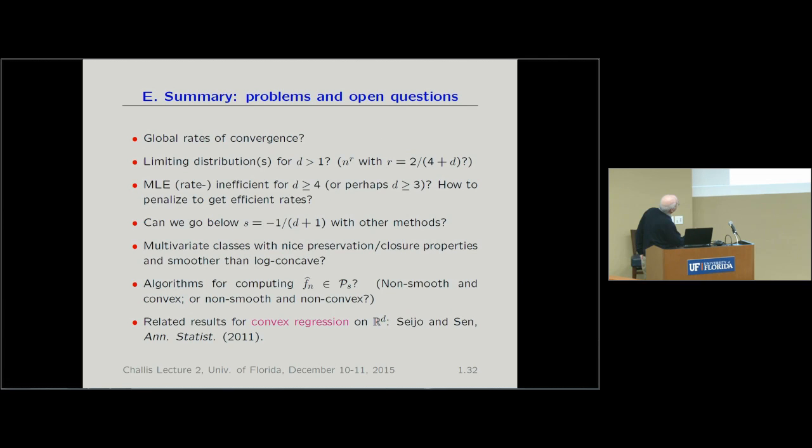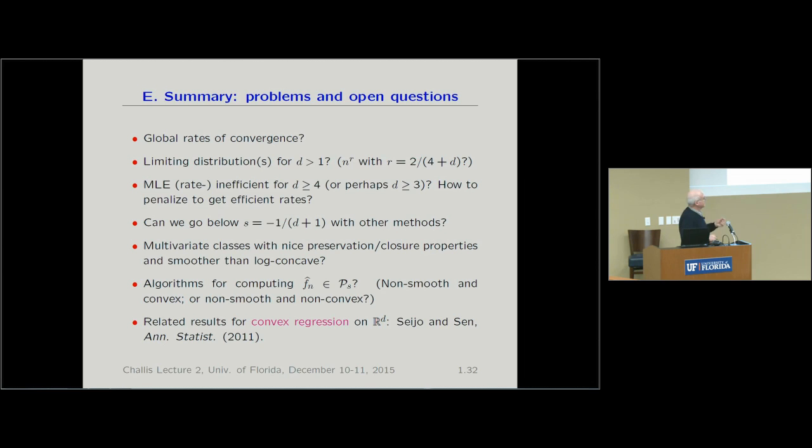Perhaps when D is even bigger than 3, minimal contrast estimators in high dimensions are rate inefficient, and we've known this since Birgé and Massart, and this is one example of it. Again, in higher dimensions, minimal contrast estimators of any kind, I don't care if you give me a Rényi or a maximum likelihood, they're going to be rate inefficient. That's yet to be proved precisely in this class, but it's bound to be the case.